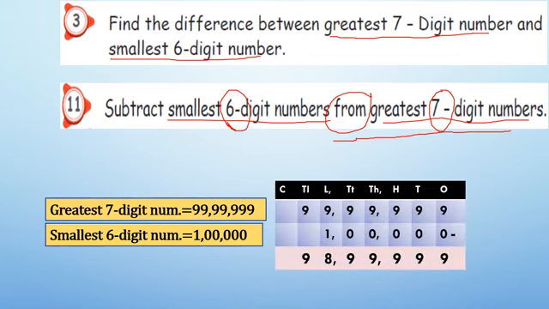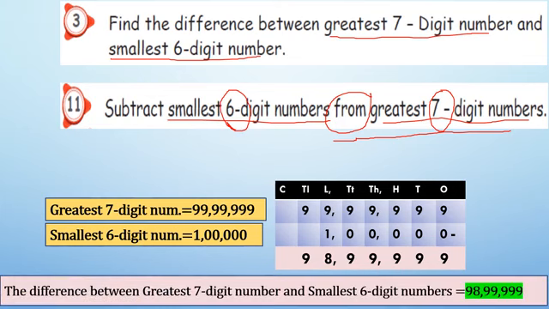Go through this now. See, 99 lakhs, 99,999. Then smallest 6 digit number is 1 lakh. From this I minus this number, I got this answer, 98 lakh 99,999. So final answer is yes. Difference between greatest 7 digit number and smallest 6 digit number is 98 lakh 99,999.